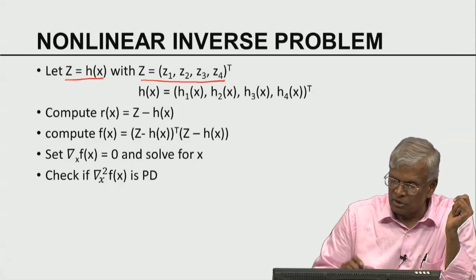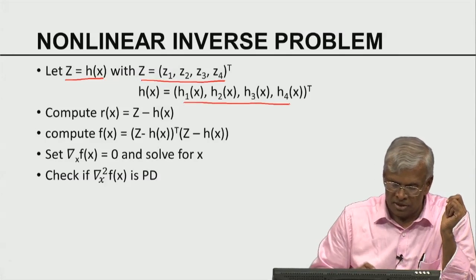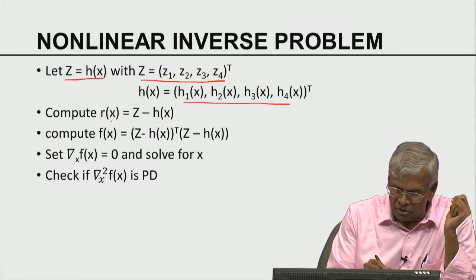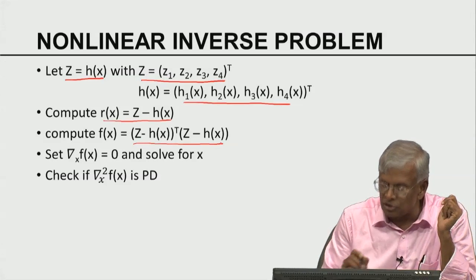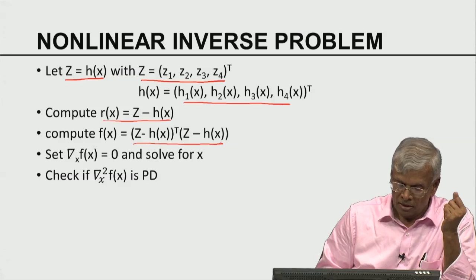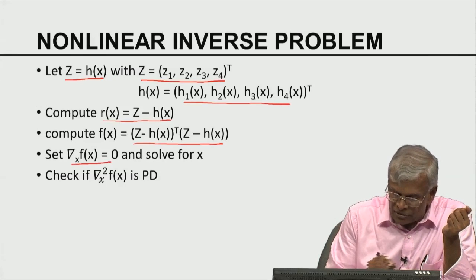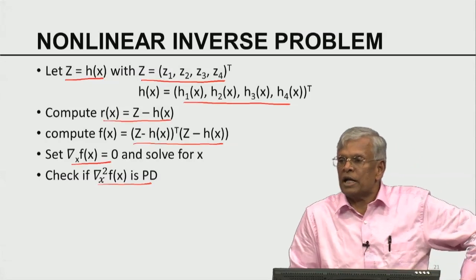Z is given by Z1 to Z4. H is given by this. I have to compute my residual Z minus H of X. I have to compute my F of X, which is the sum of the square of the residual. I have to compute the gradient to 0. I have to solve for the Hessian.